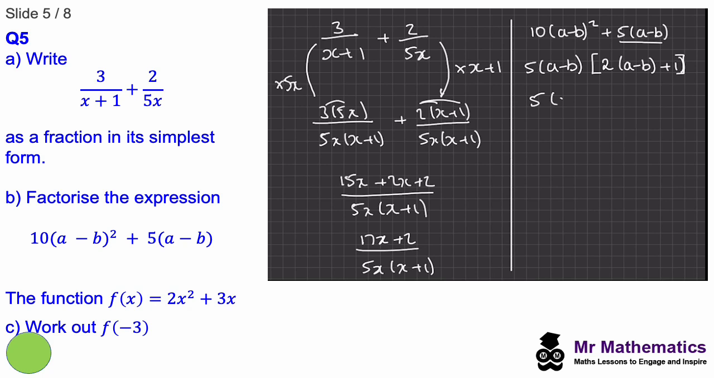So we have 5 lots of a minus b, and then this becomes 2a minus 2b plus the 1. So this is now fully factorized.